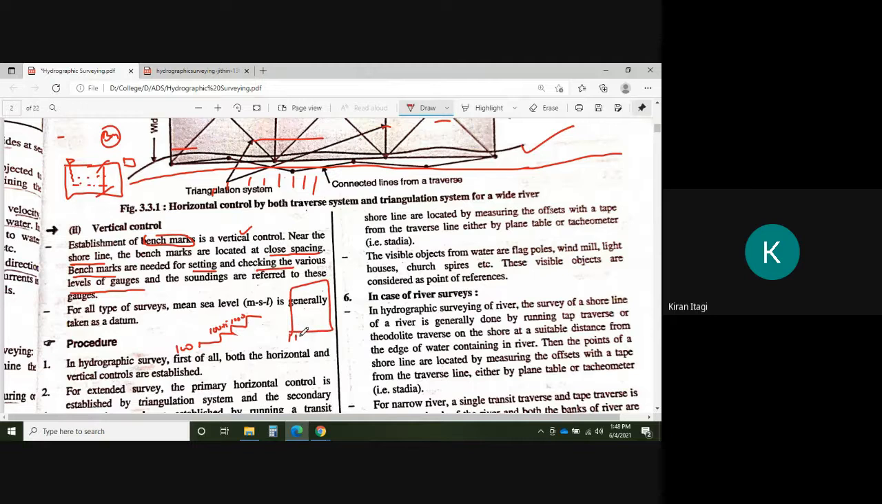See here, in a building, what you are doing. This is my building. The ground level is say around 100, RL is 100. The first floor height is 3 meter, the second floor height is 3 meter. If you want to determine the levels of the first floor and the second floor, you will take the reference of the benchmark, that is the vertical controlling point in hydrographic survey. So 100 plus 3, the first level is how much? 103. The second floor level is how much? 106. Similarly here, we are taking the references. For all types of survey, mean sea level, MSL, is generally taken as the datum.